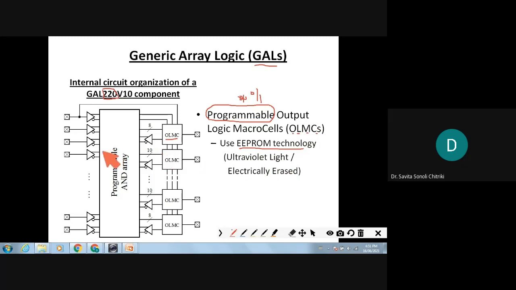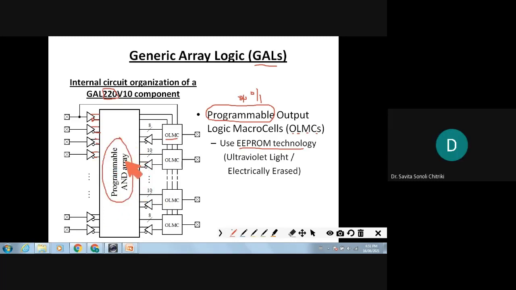So you can see there, each input, how is it being connected there? Two types. One is a non-inverting input, another one is an inverting input with a bubble, right? So non-inverting, inverting, non-inverting, inverting, non-inverting, inverting. So this is the programmable AND array.